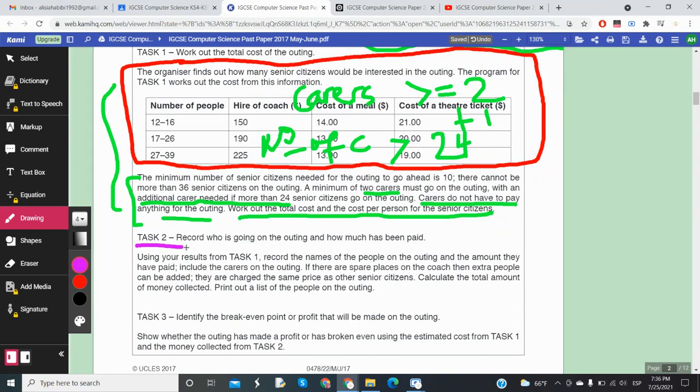Task 2 is a different task. This one is for you to focus on recording who is going on the outing and how much has been paid. So this one basically is just asking them, if you ask them in task 1 how many senior citizens are going, and the user then replies with a certain number, of course, the number has to be greater than or equal to 10, and of course less than or equal to 36.